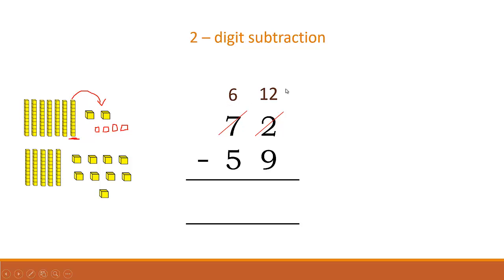Now we have got bigger numbers in the minuend, so we can start the subtraction. 12 minus 9 is 3, and 6 minus 5 is 1. So the difference here is 13. Okay, let's move on to the next slide.